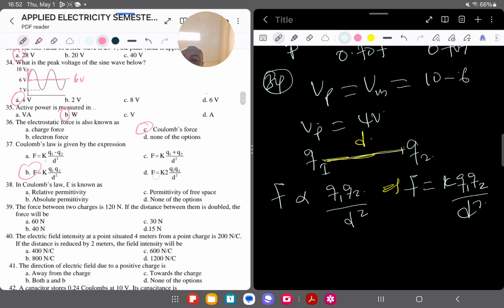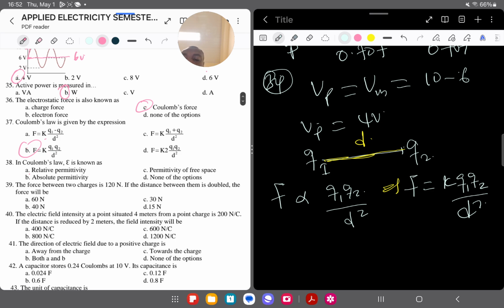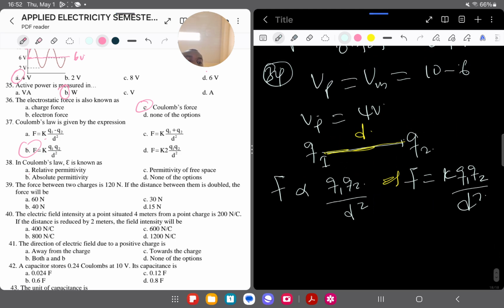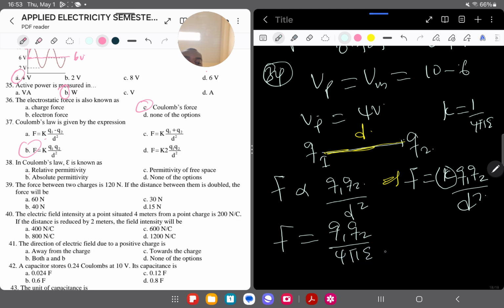Question 38. In Coulomb's law, epsilon is known as, so Coulomb's law, when we have this, right? Let me even expand on this. So with this, the constant K here is actually the same as 1 over 4 pi epsilon, right? So when you replace this in the formula, you get Q1 times Q2 over what? 4 pi epsilon d squared.